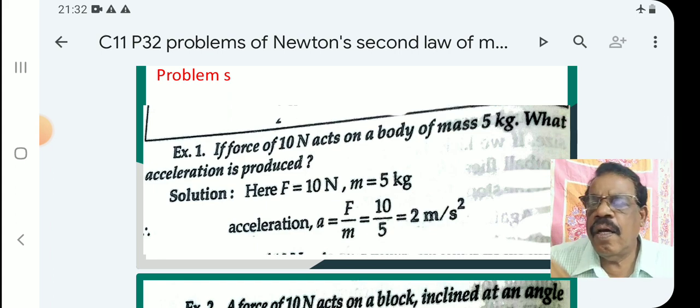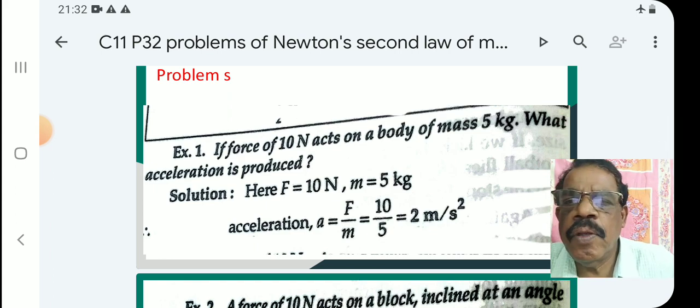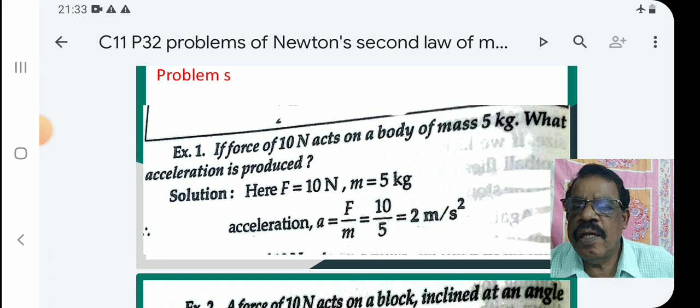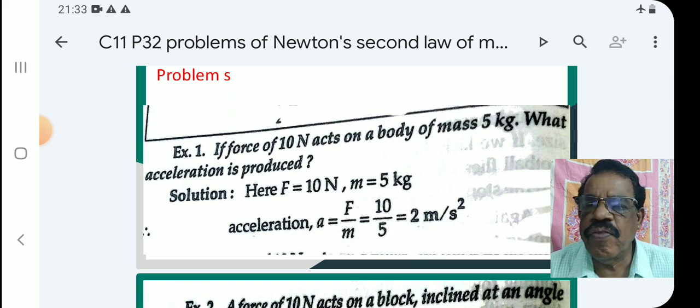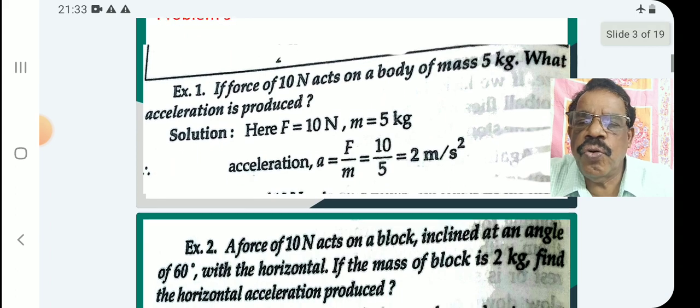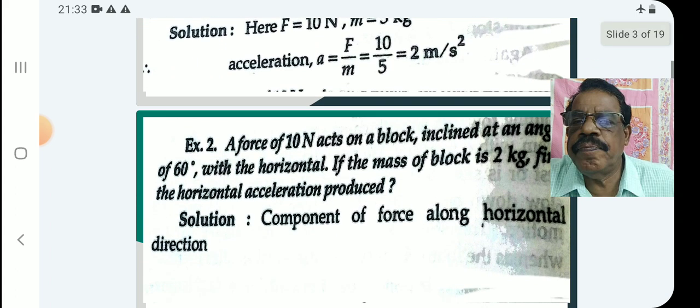what acceleration is produced? Here F is equal to 10 Newton and m is equal to 5 kg. Acceleration a is F by m, that is 10 by 5, 2 meter second raised to minus 2, or meter per second square. Answer.